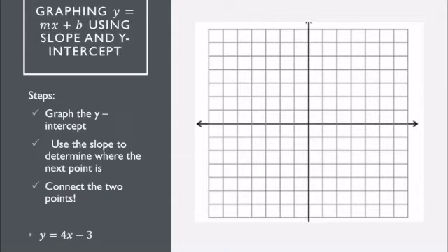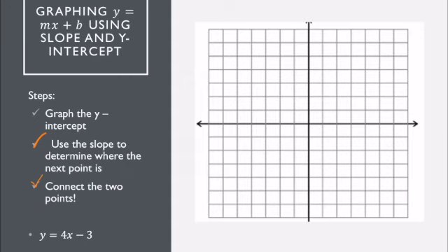Once we've put an equation in slope-intercept form, we can use that equation to graph a line without having to really solve for points on the line. So the first thing you're going to want to do is graph the y-intercept. Use the slope to determine where the next point is, and then connect those 2 points.